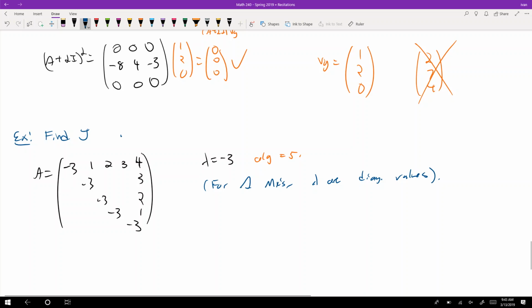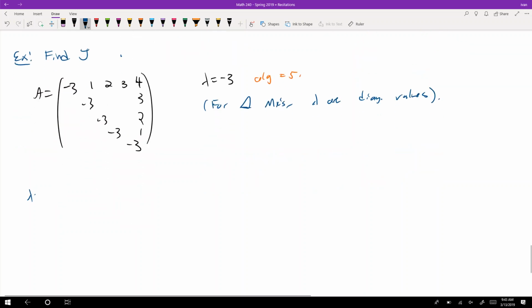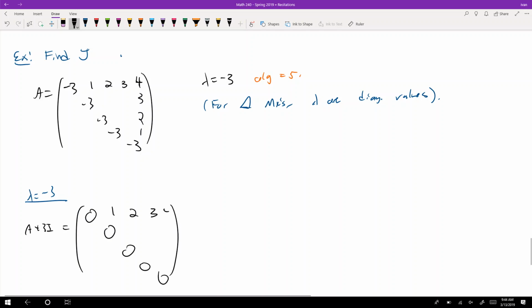Okay, so lambda equals -3 is algebraic multiplicity 5, so lambda equals -3, right? And we get A plus 3I, which is 0, 0, 0, 0, 0, 1, 2, 3, 4, 3, 2, 1. Okay, what's the rank of A plus 3I? Not quite.